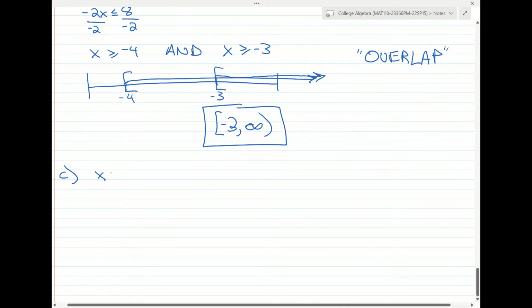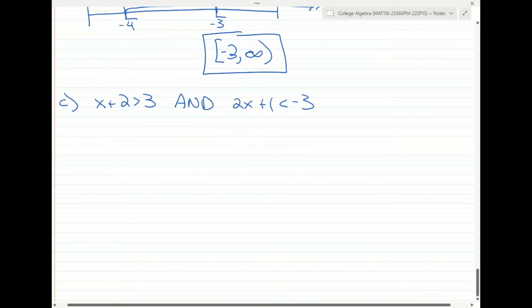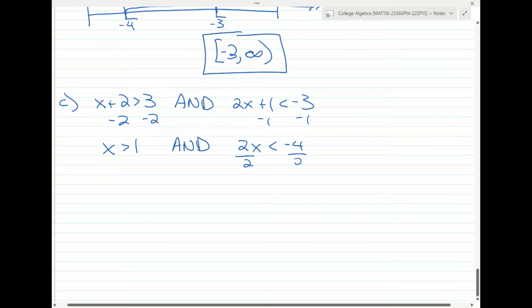But if we had x plus 2 is greater than 3 and 2x plus 1 is less than negative 3. All right, well, we could solve this. Subtract the 2 on both sides. x is greater than 1. And subtract 1 over here. Divide by 2. x is less than negative 2.